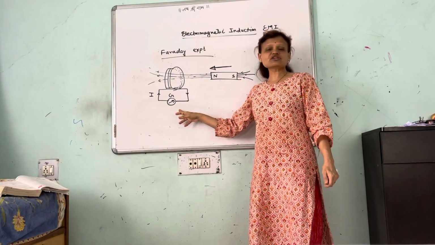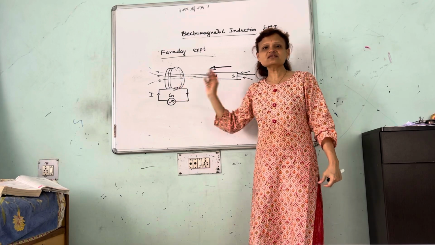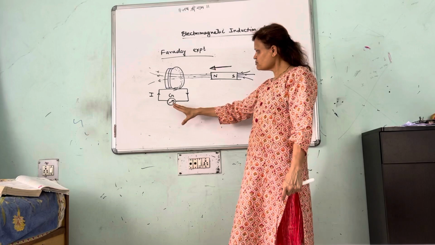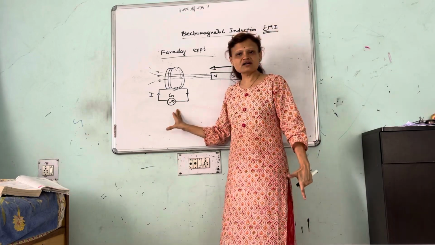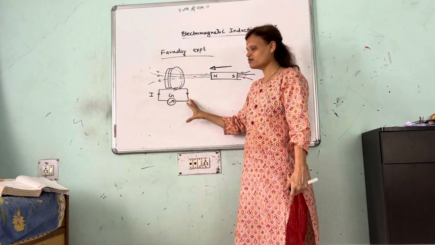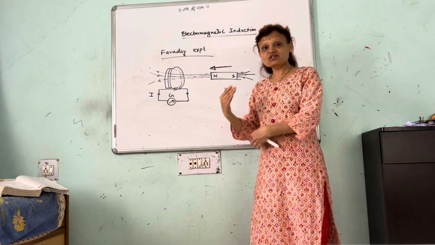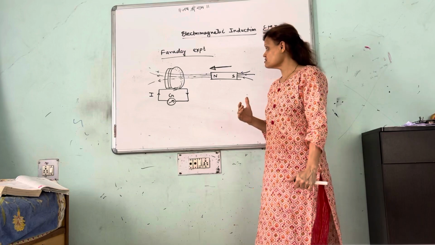The galvanometer is a sensitive device. It indicates even very small currents. So there is some deflection, indicating some current is flowing through the coil. Now from where is the current flowing? First let us see all the observations and then the reasons.